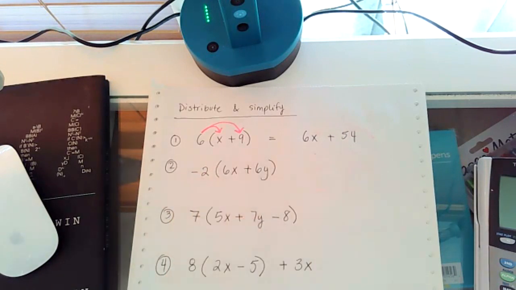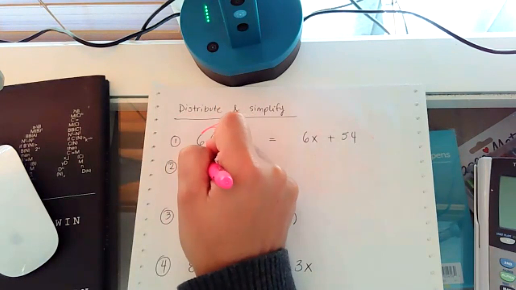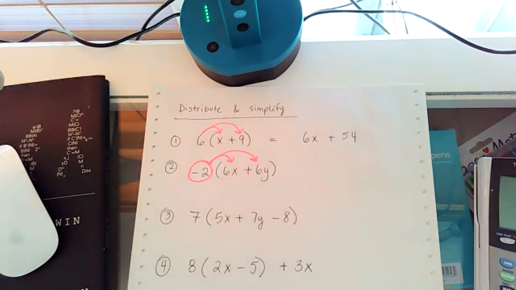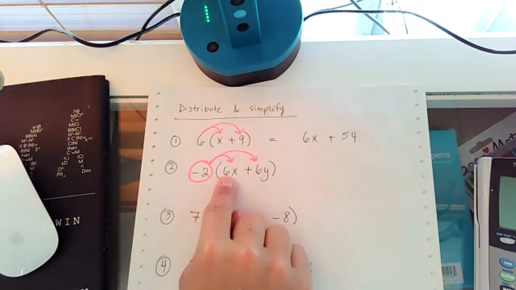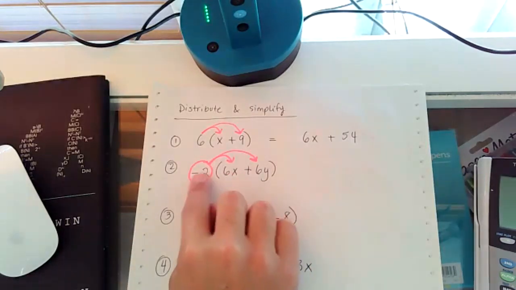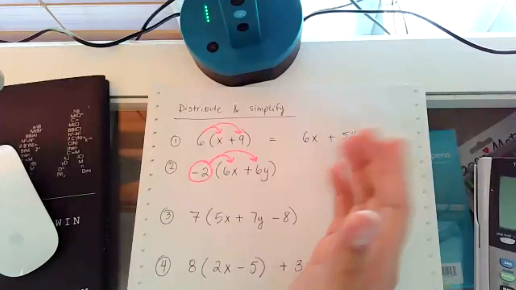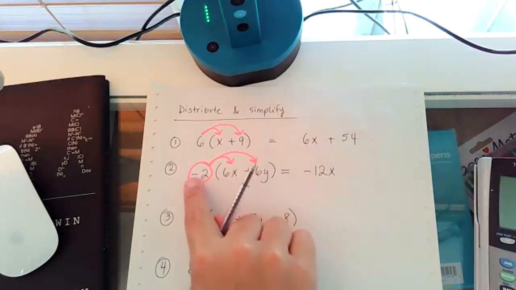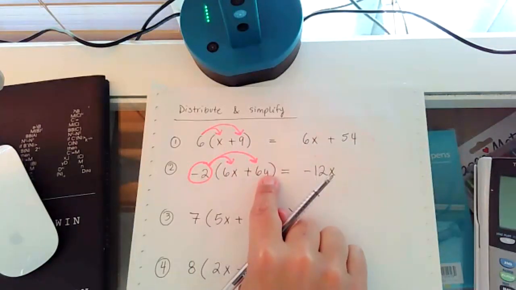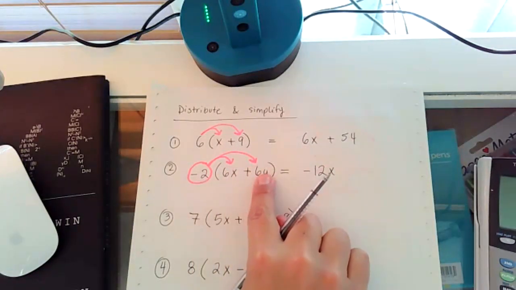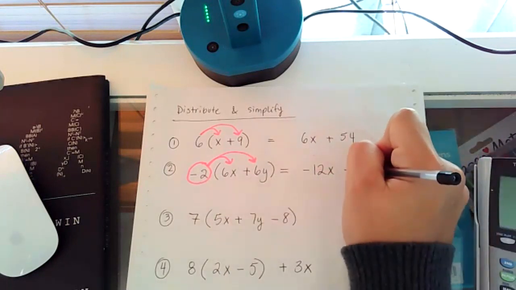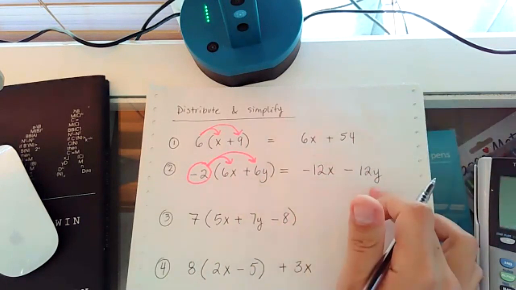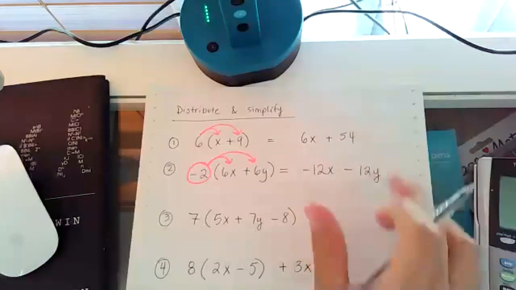For a negative number, just so you don't lose that negative sign, I go ahead and circle it before I draw these little arrows. And you're just multiplying negative 2 times 6x. You're really multiplying the coefficients, the numbers in the front. So that's going to be negative 12x. And negative 2 times 6y, this is a negative times a positive, so it's going to be 12y. When you read this result, you would say negative 12x minus 12y.